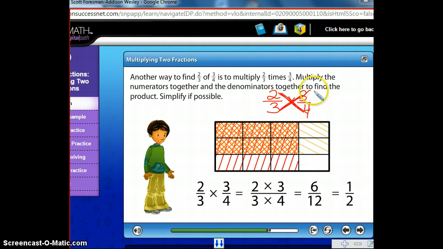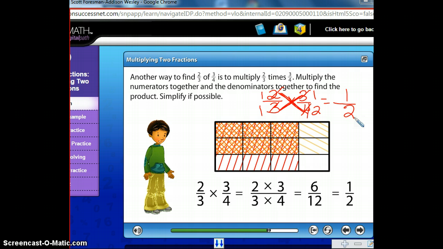3 divided by 3 is a 1. 3 divided by 3 is a 1. Okay, 2 divided by 2 is 1. 4 divided by 2 is 2. Now, we can't simplify any further. We're ready to go ahead and just multiply across. 1 times 1 is 1. 1 times 2 is 2. 1/2. You get the same thing.